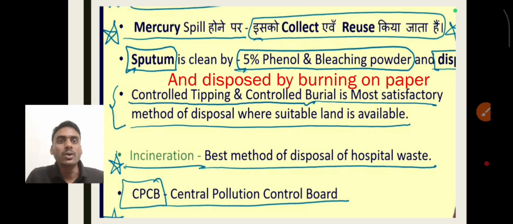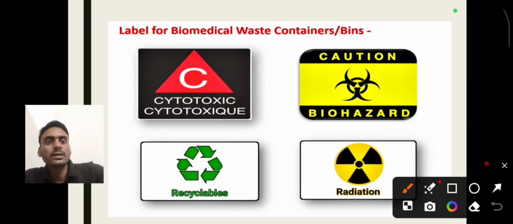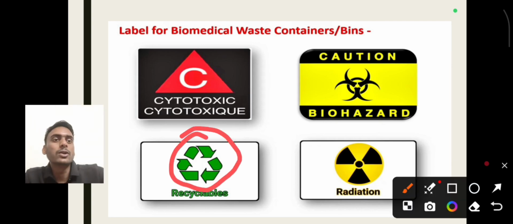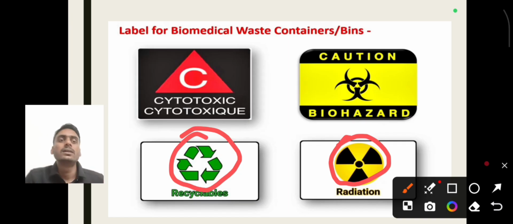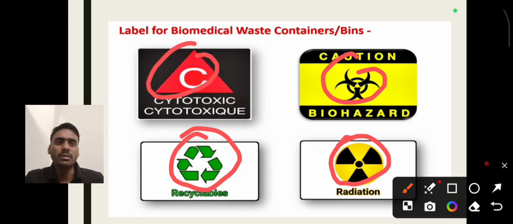You just remember some basic signs. If you take a triangle and write C, that means a cytotoxic sign. Like this you understand it is a biohazard and most dangerous waste. Or this is a recyclable sign, or this is a radiation sign, or this is a biohazardous or cytotoxic sign. You just remember, because sometimes MCQs come from signs.